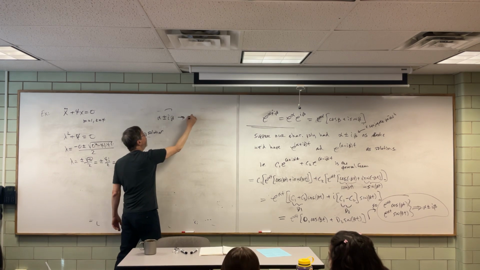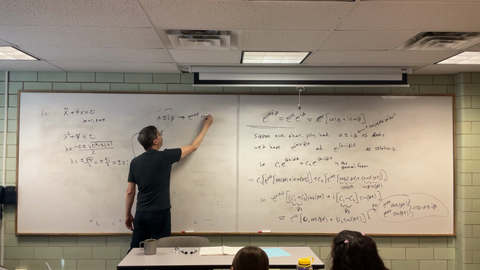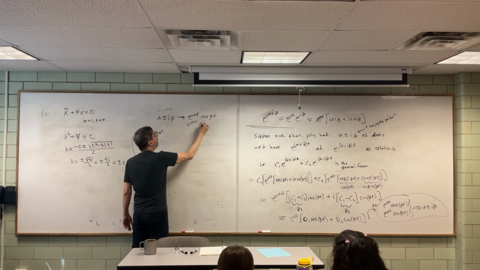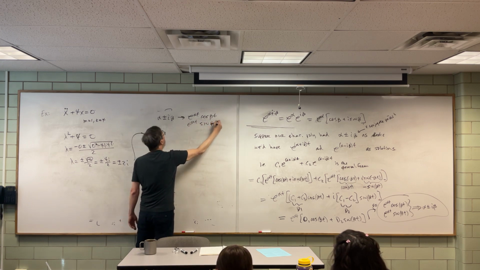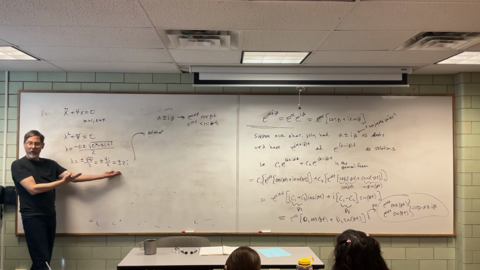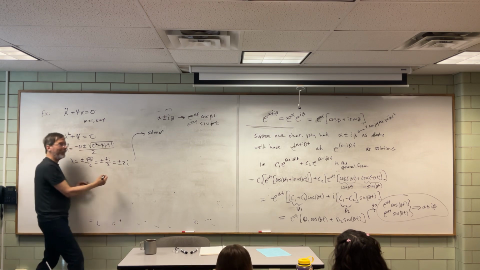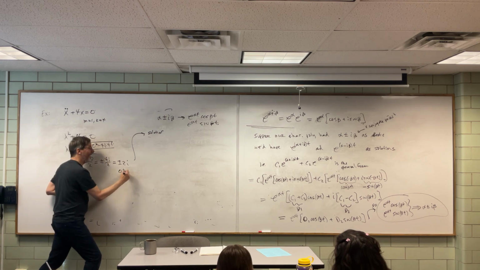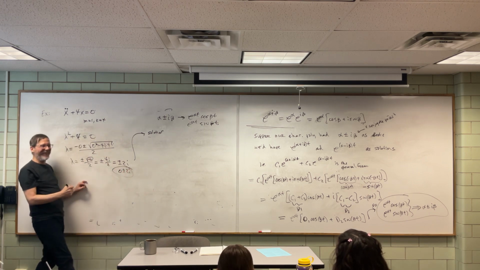This corresponds to e to the alpha t cos beta t and e to the alpha t sine beta t. What's my alpha here? What number's in front? 0. Oh yeah. Does that make sense? Yeah. Okay, cool.